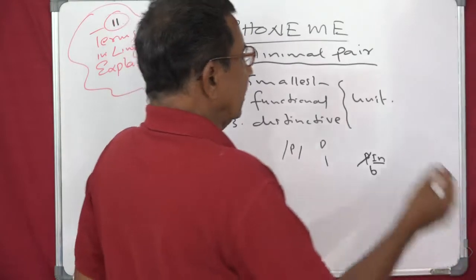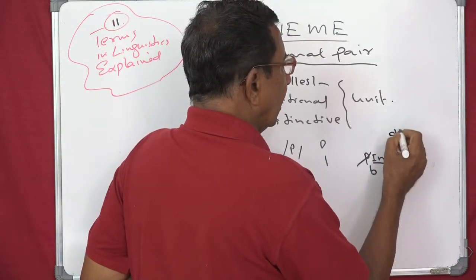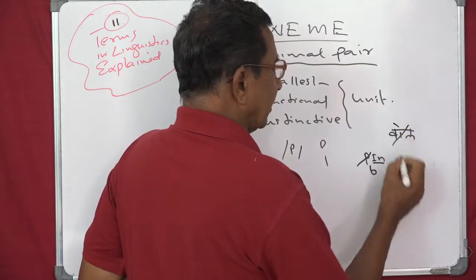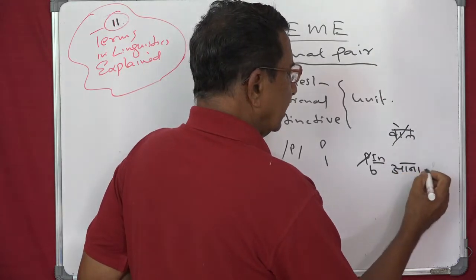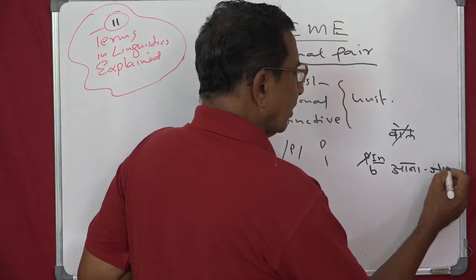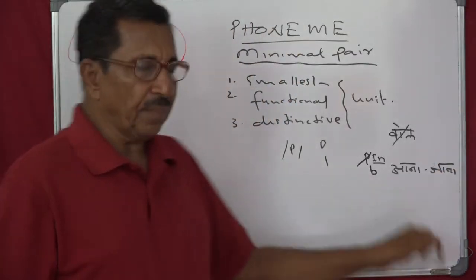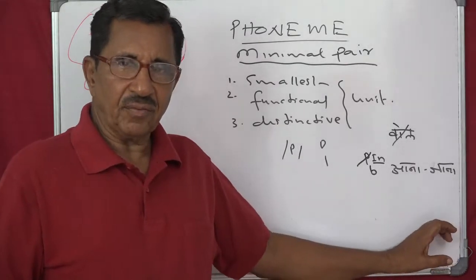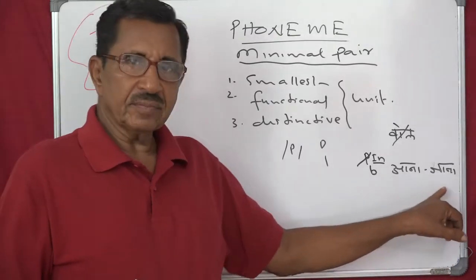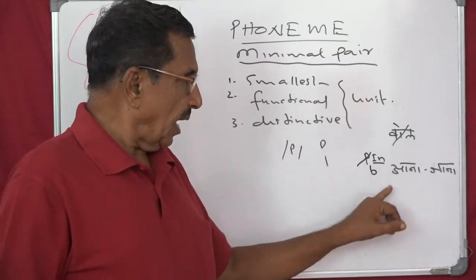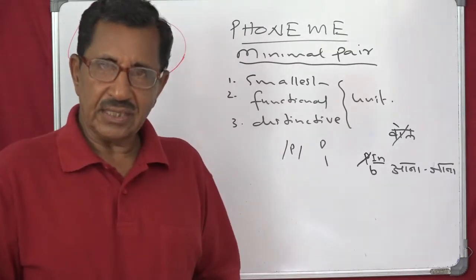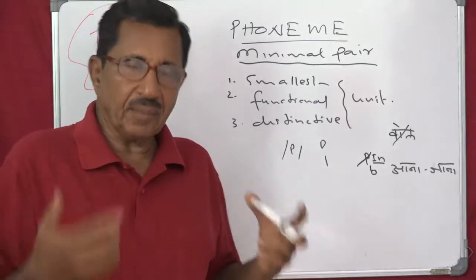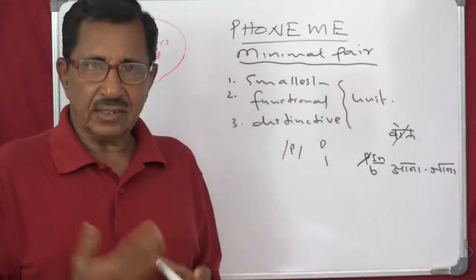For example, you have got ana, jana. See, here also you find these are a minimal pair. Why? Because the difference is only in one sound. Therefore we say, now if you want to show this difference, that A and Ja are phonemes in Hindi, and they have got the power to distinguish between these two words or any number of words for that matter. For us, we consider this as the minimal pair.